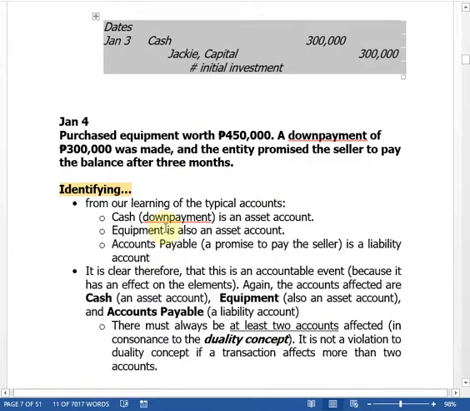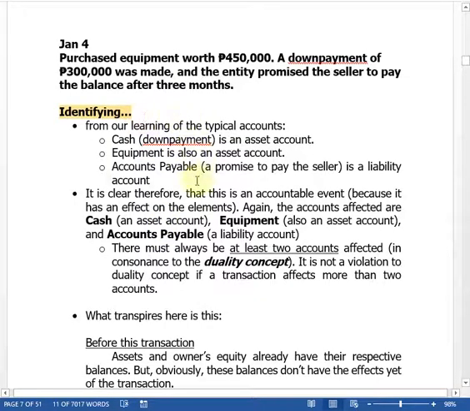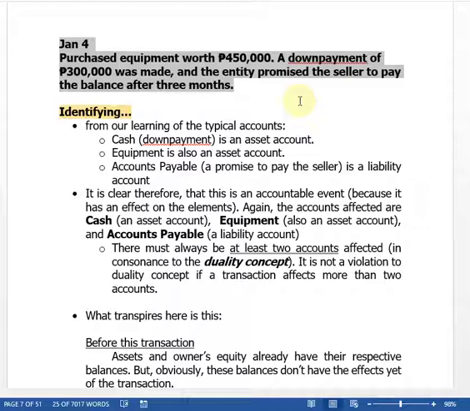So we continue with the January 4 transaction. January 4, what happened? Purchase equipment worth 450,000 and a down payment of 300 was made, and the entity promised the seller to pay the balance after 3 months. Okay, so again, we go back to our identifying. We question again whether there are elements in the FS that are affected.